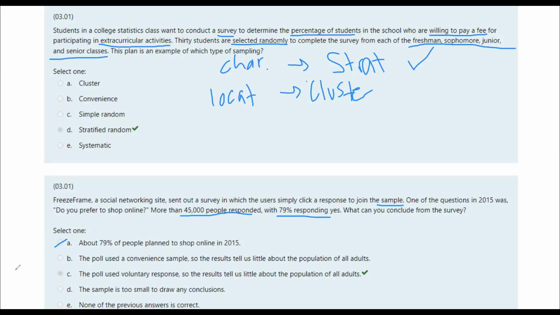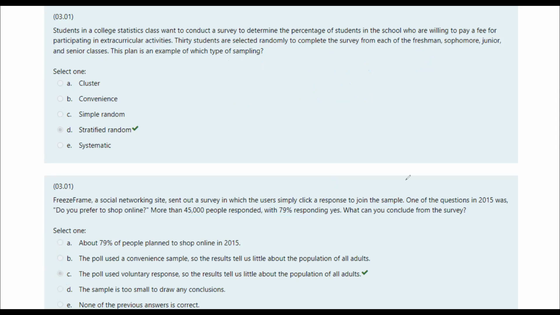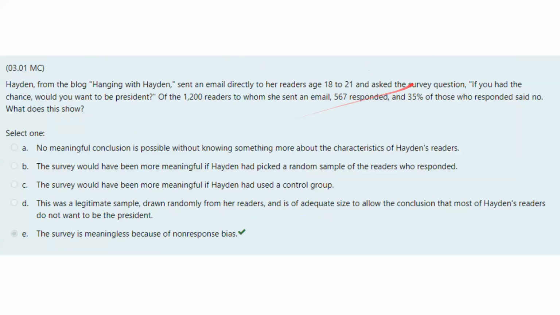Not they didn't use convenience. There's not something easier about doing that necessarily, so that's why that's not right. They used voluntary response. Yeah, they didn't have to respond. So yeah, they just click to join. So that means they didn't have to. So that's why that's right. There, voluntary response. So it doesn't tell us that much. The sample is not too small, and yeah, that's not right either. Okay. We're cruising on now to this one.